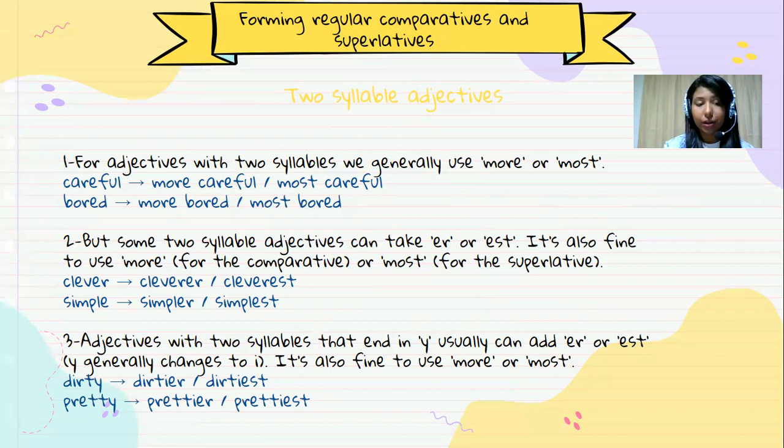Okay, then we have the third one, that is adjectives with two syllables that end in Y, which usually can add -er or -est. The Y generally changes to I. It's also fine to use more or most. For example, dirty, dirtier, or dirtiest for the superlative form. Pretty, prettier, or prettiest. Okay, remember to change the Y, because the ending of the adjective is Y, and change it to -ier in the comparative form and -iest in the superlative form.